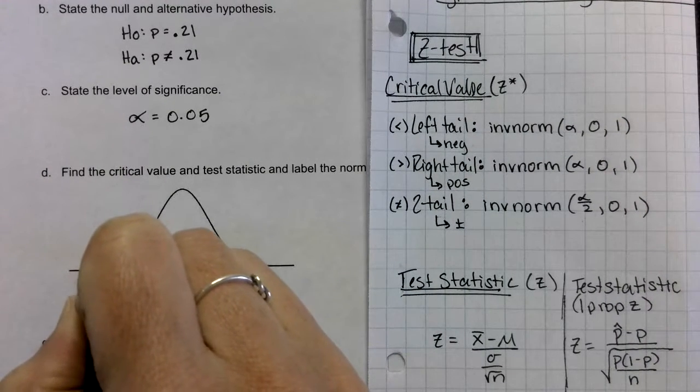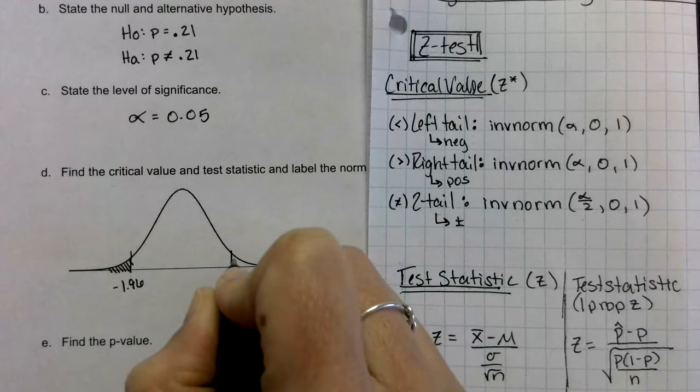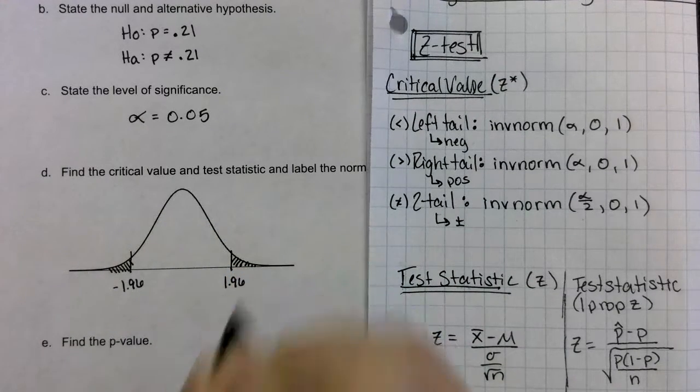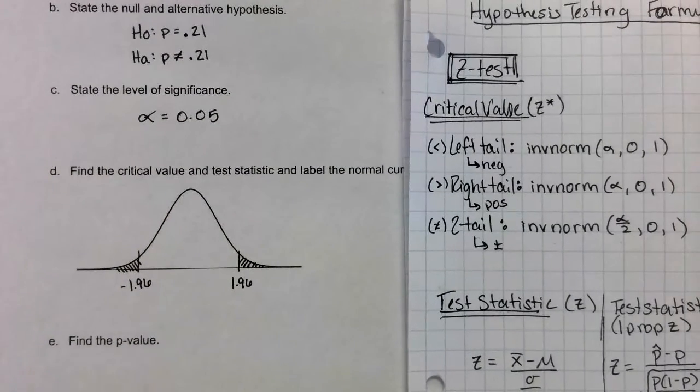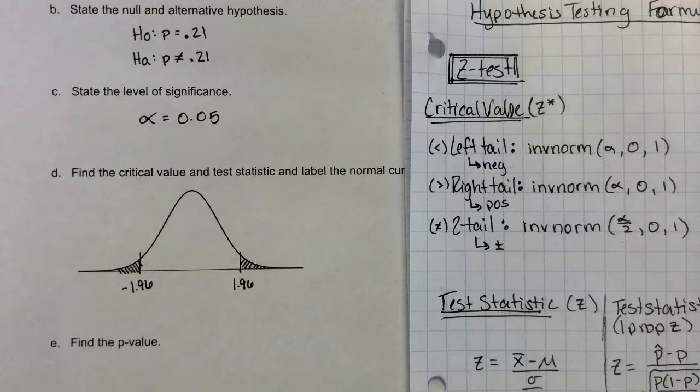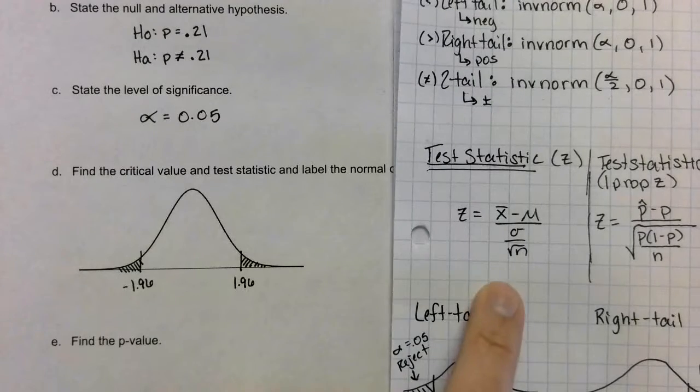These critical values are what cut this off. Anything outside of that, anything more than 1.96 standard deviations above or below the mean, is unusual and suspect, and we will then maybe get to reject the null. So we've got our critical values. Now we're going to find our test statistic.